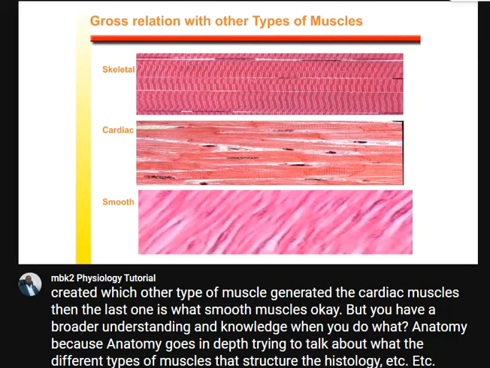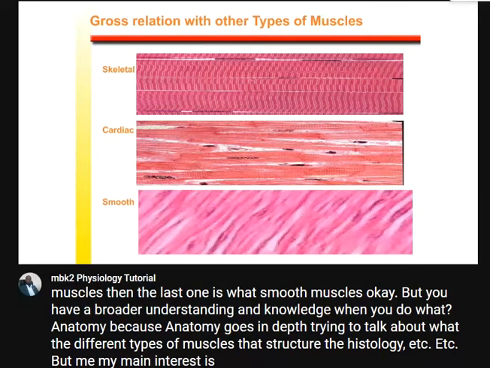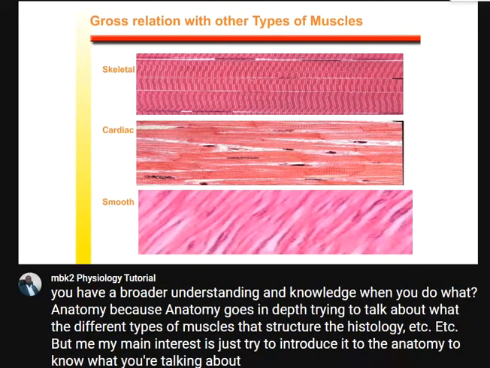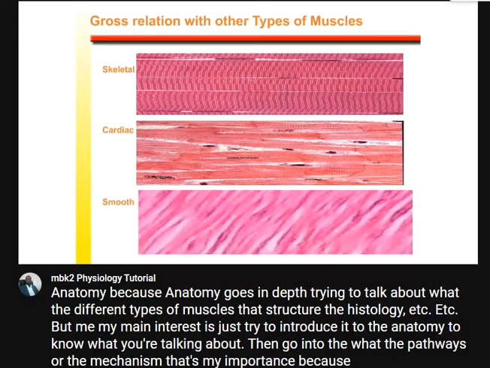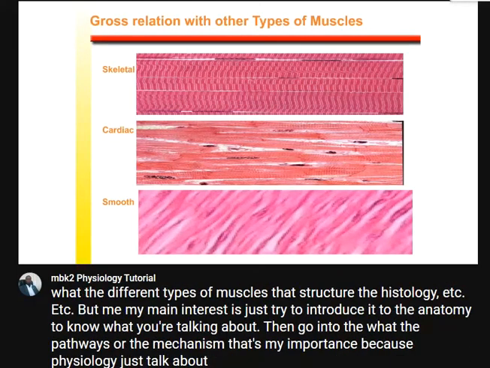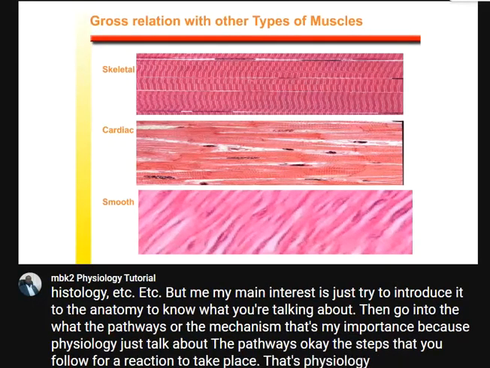My main interest is just to introduce you to the anatomy, to know what you're talking about, then go into the pathways or the mechanism. That's my importance, because physiology just talks about the pathways, the steps that you follow for a reaction to take place. That's physiology, the pathways. Let's go to the next slide.